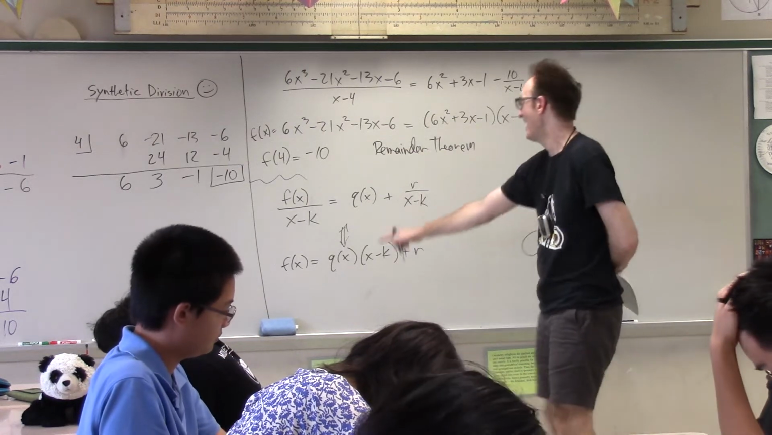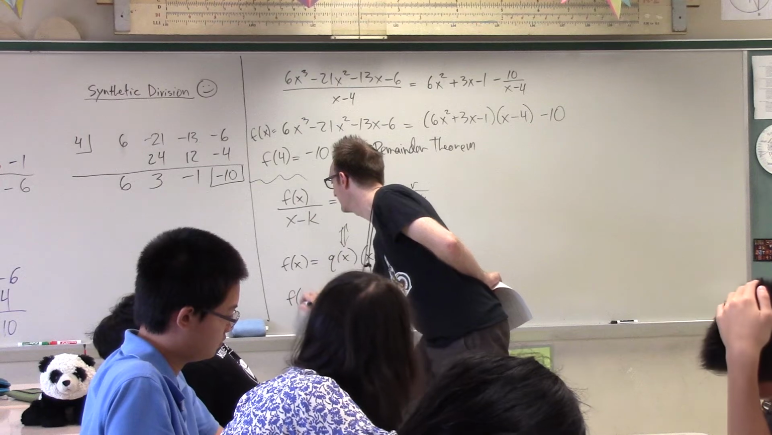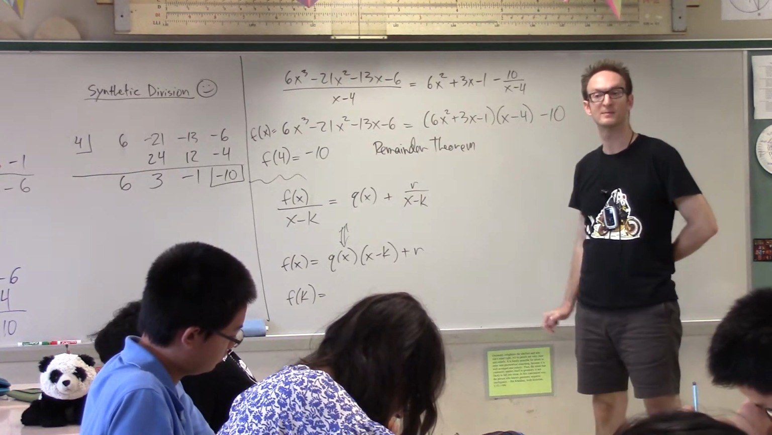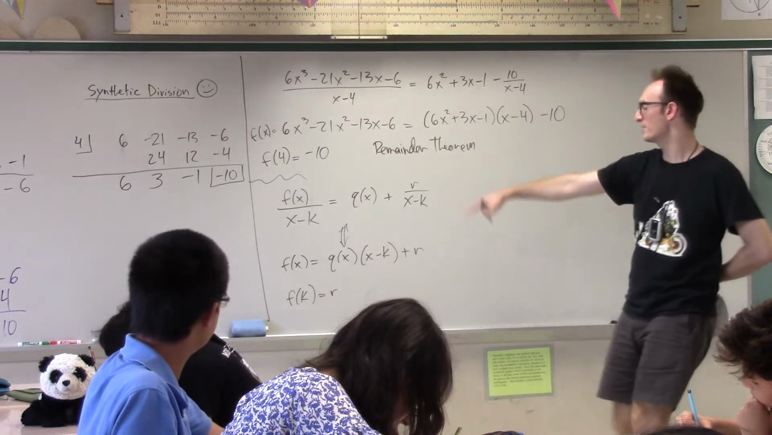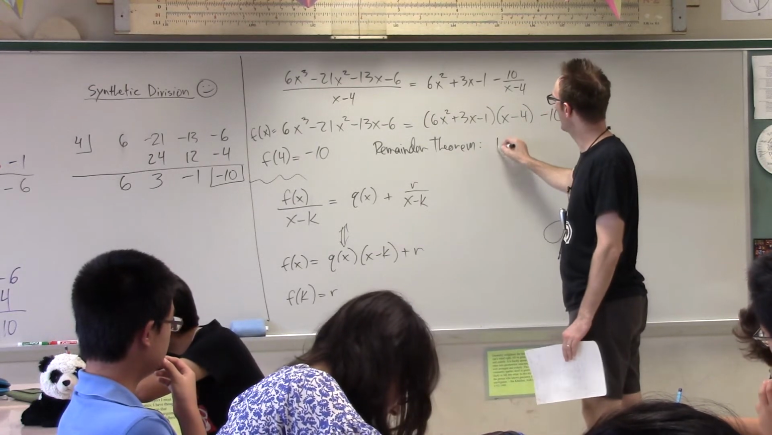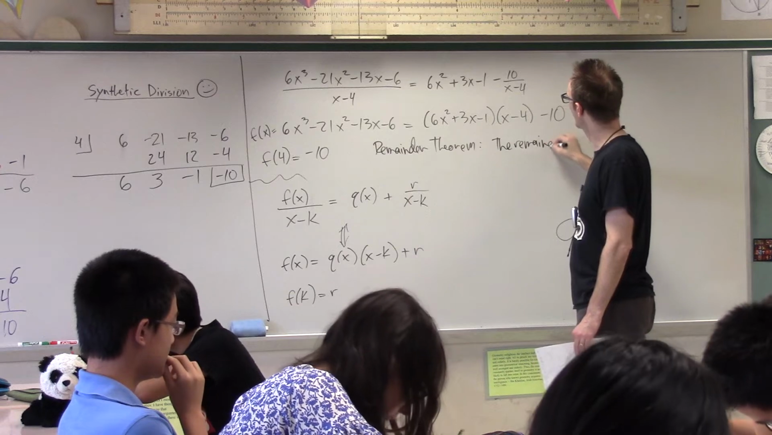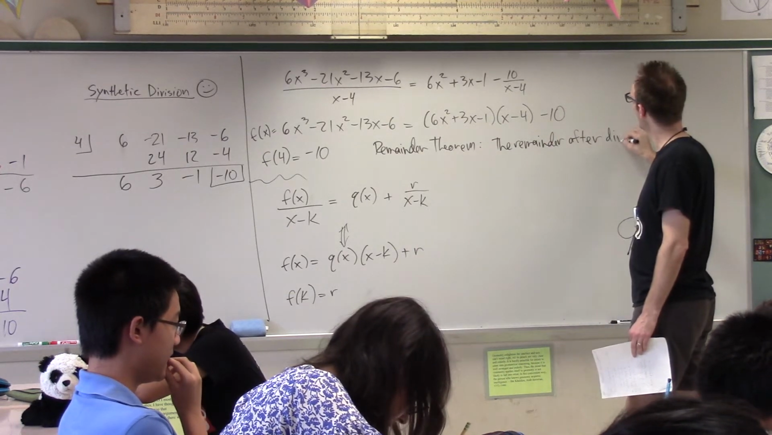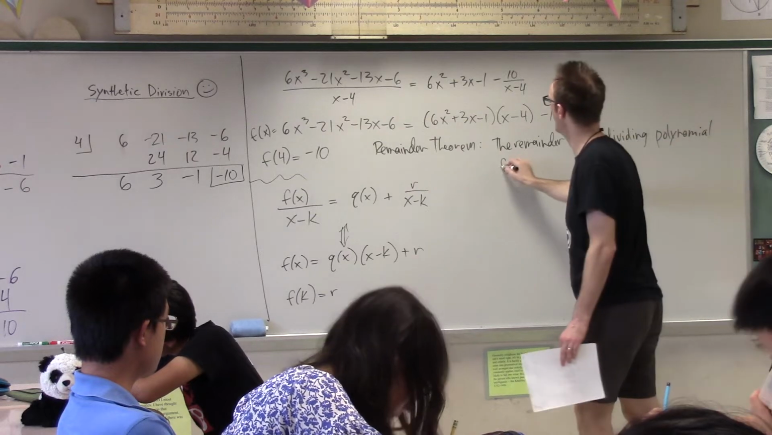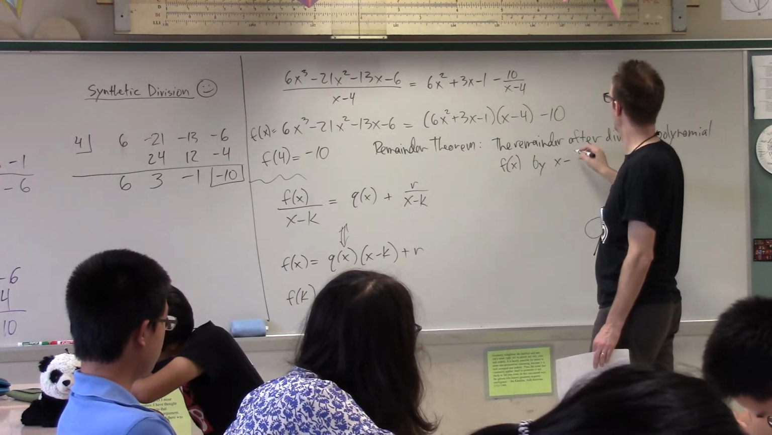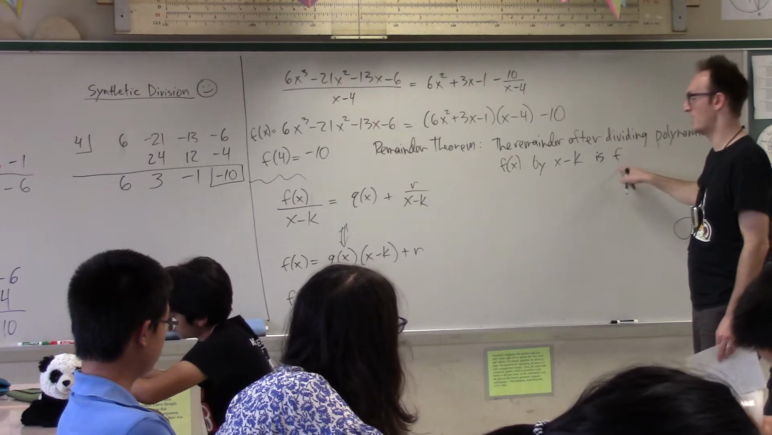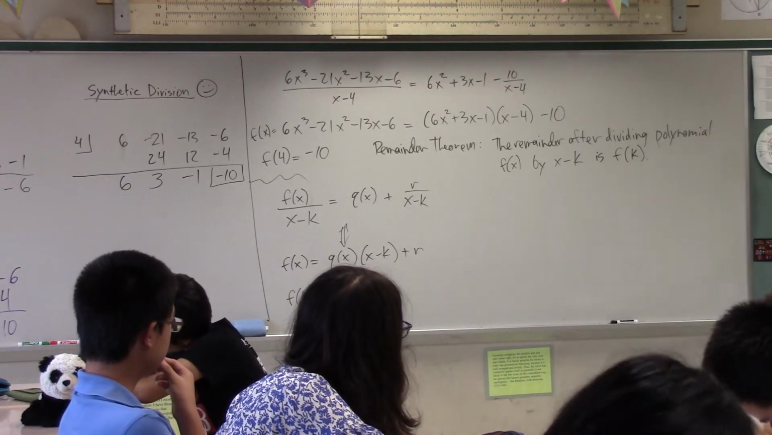The remainder theorem says, and now we'll just do one quick thing, which is to plug in k. If you plug in k, once you've rewritten the function in this form, what do you get? R. And so the remainder theorem in words is just this observation. The remainder theorem says that the remainder after dividing polynomial f of x by x minus k, the remainder that you get just is f of k.